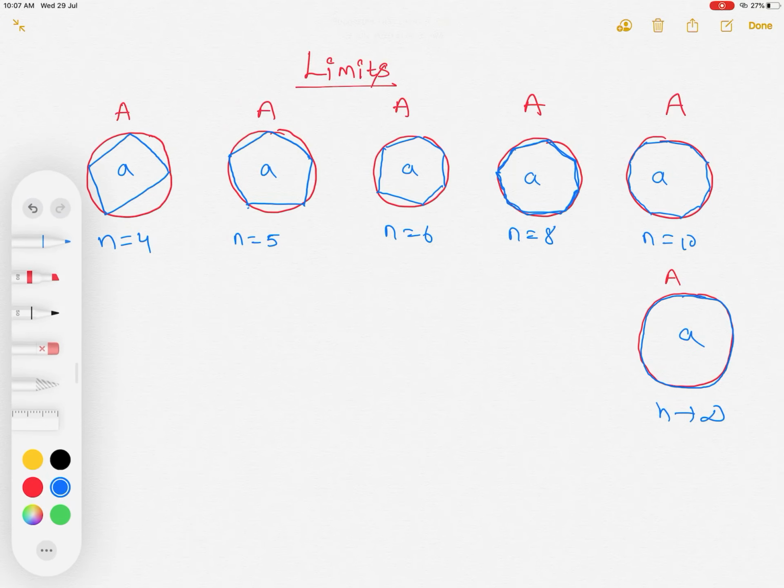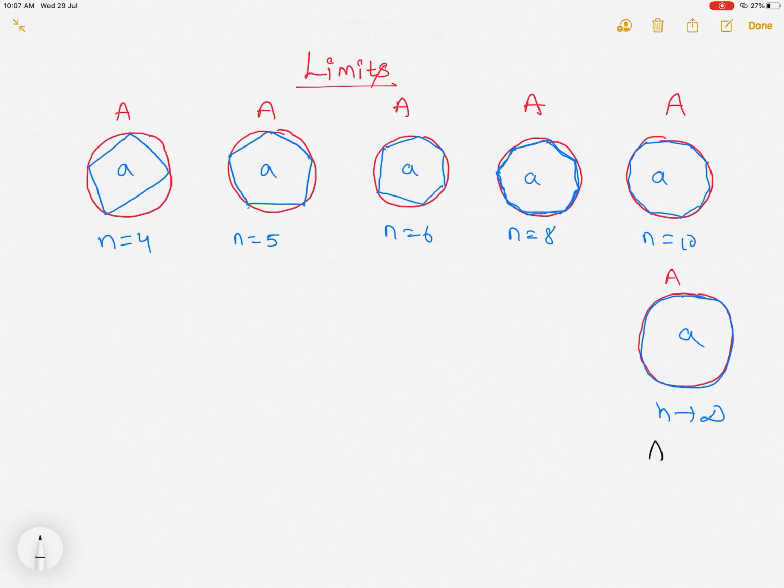Then the area of the polygon will become the area of the circle. So this is what we will learn in limits, which means even though the number of sides is increasing to infinity, the area of the polygon is becoming the area of the circle. From this we can conclude that as n tends to infinity, the number of sides tends to infinity, and the area of the polygon tends to the area of the circle.